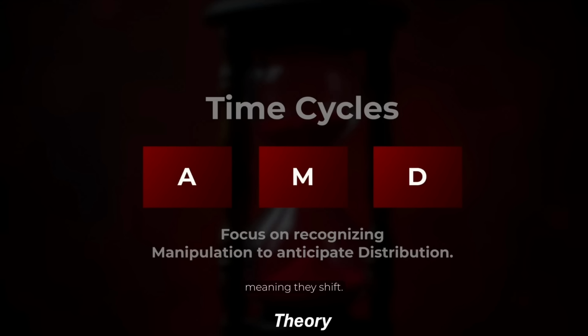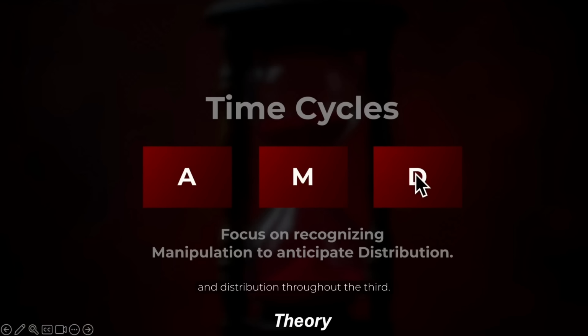Meaning, they shift. So that means sometimes you are going to see accumulation take place perfectly throughout the first time cycle, manipulation throughout the second, and distribution throughout the third. However, there will be instances in which the accumulation is going to last throughout, for example, the first and second time cycle, then the third cycle will manipulate, and then the fourth cycle is going to distribute.